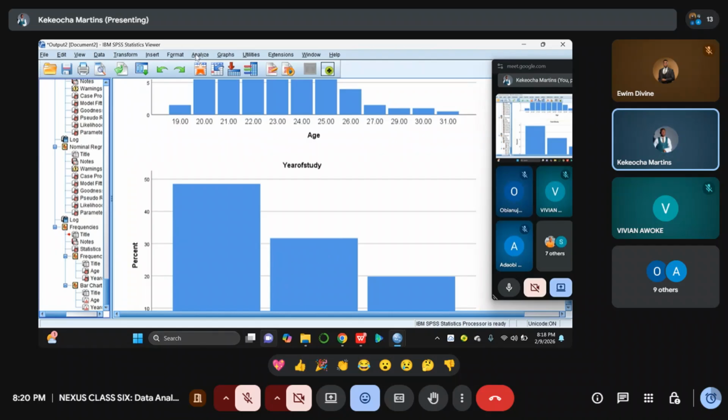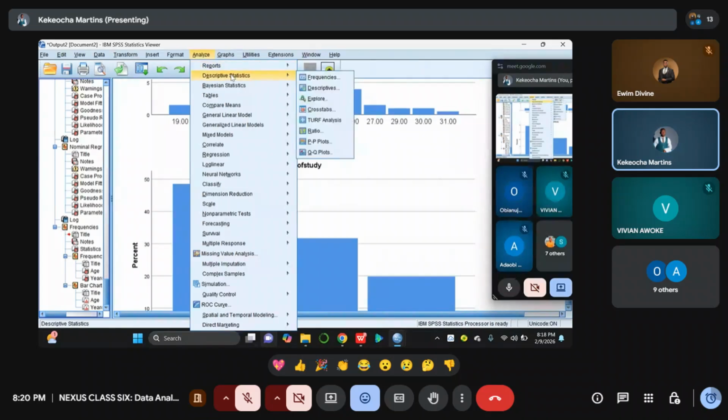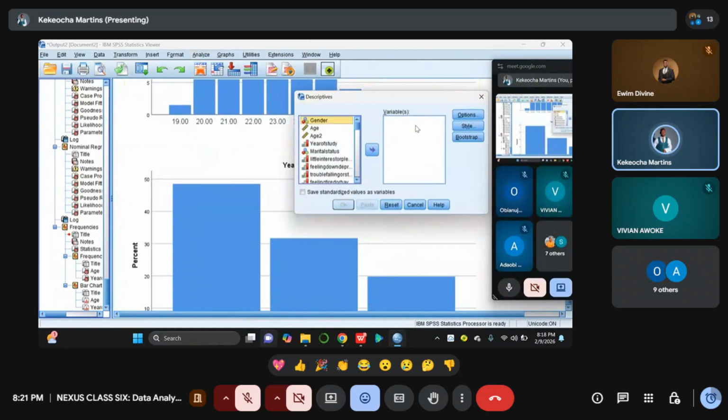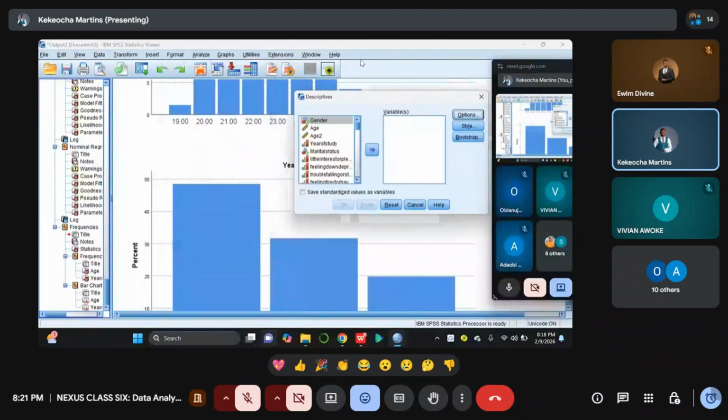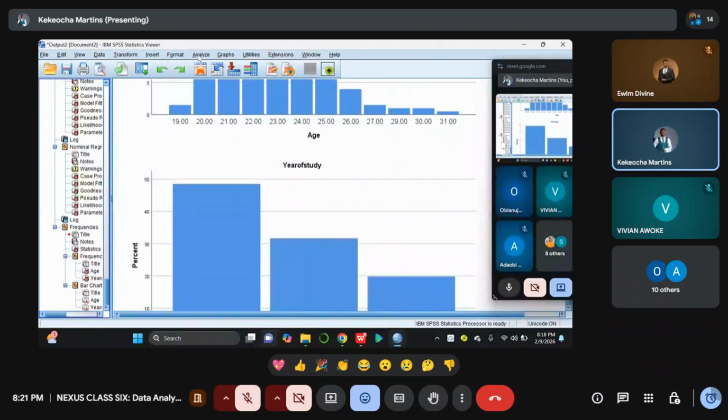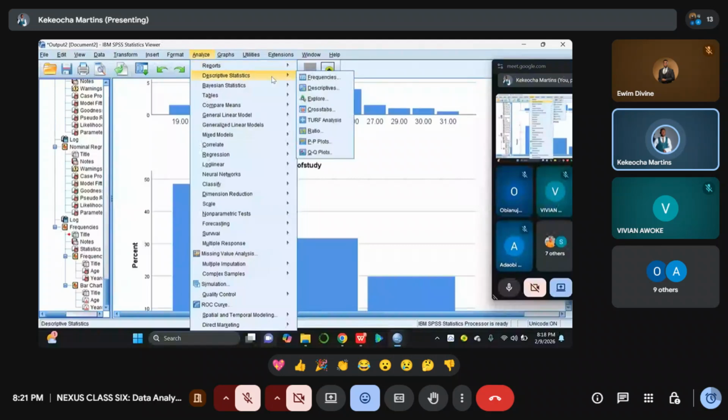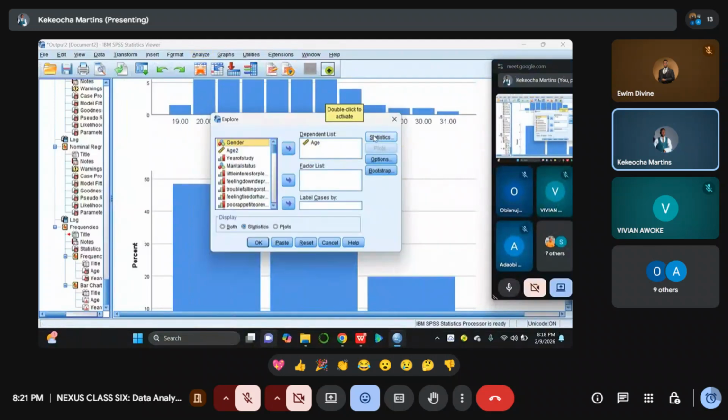Another way to see an accurate histogram showing this, I think we'll be able to get a curve from there. Let me check. So under analyze, you have descriptive, yes. Explore.